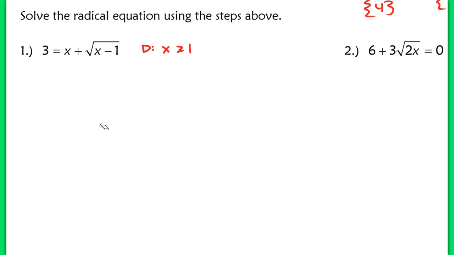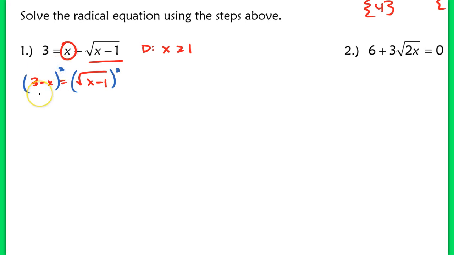Now, my second step is to make sure I isolate the radical. So here's my radical, which means I want to move this x value. So I'm going to subtract x to the other side here. Write that as 3 minus x. So I have 3 minus x equals the square root of x minus 1. Now, after I isolate that radical, I want to get rid of the radical by squaring both sides of this equation. I don't want to just square one side. I have to do it to both sides. So I can square both sides of this equation because that'll get rid of that radical.